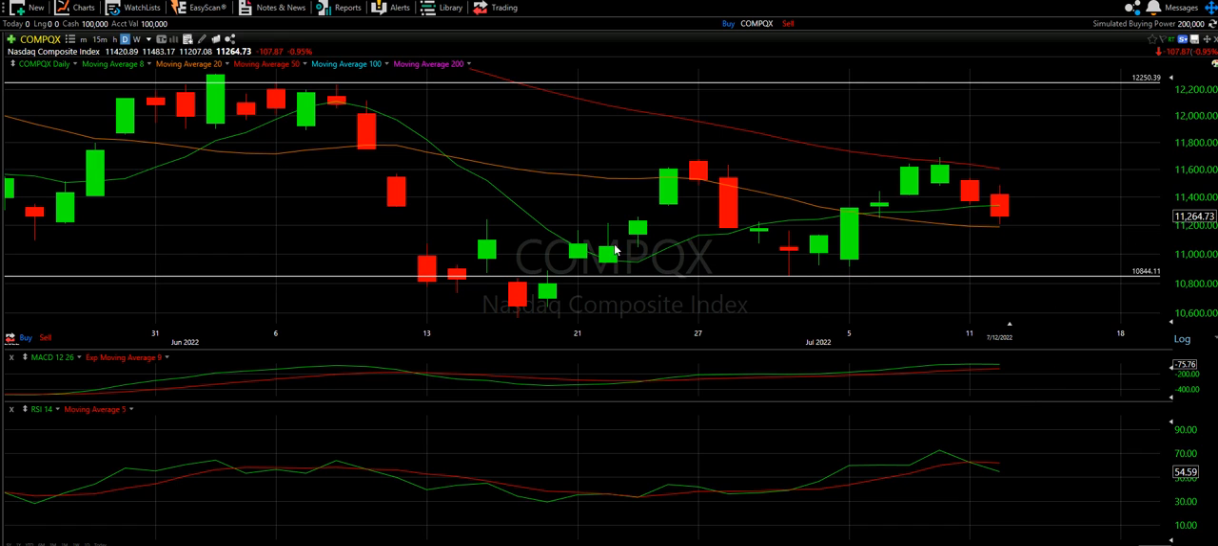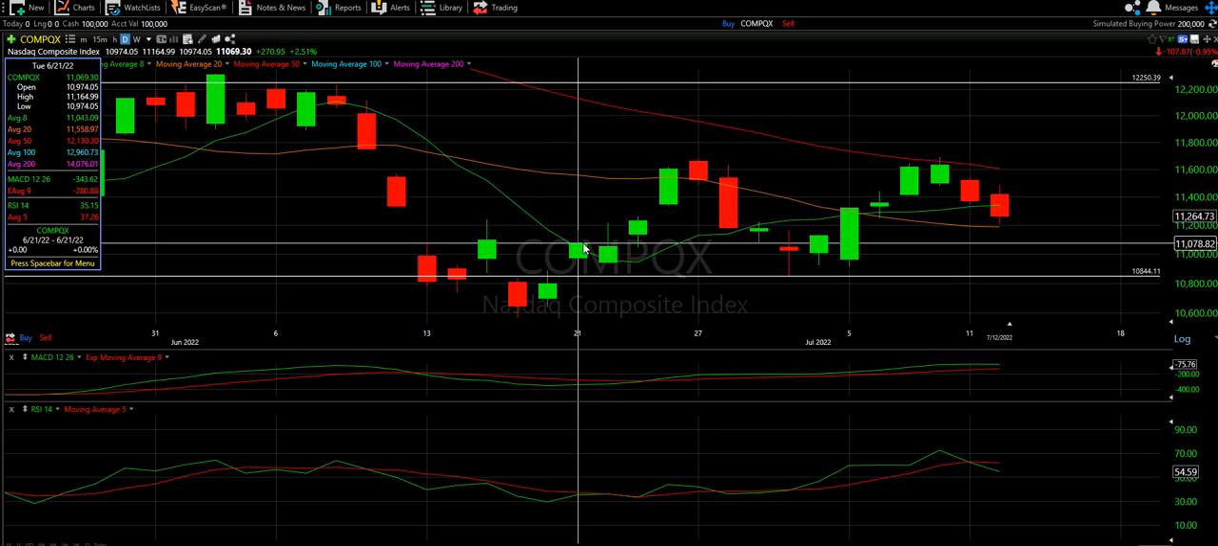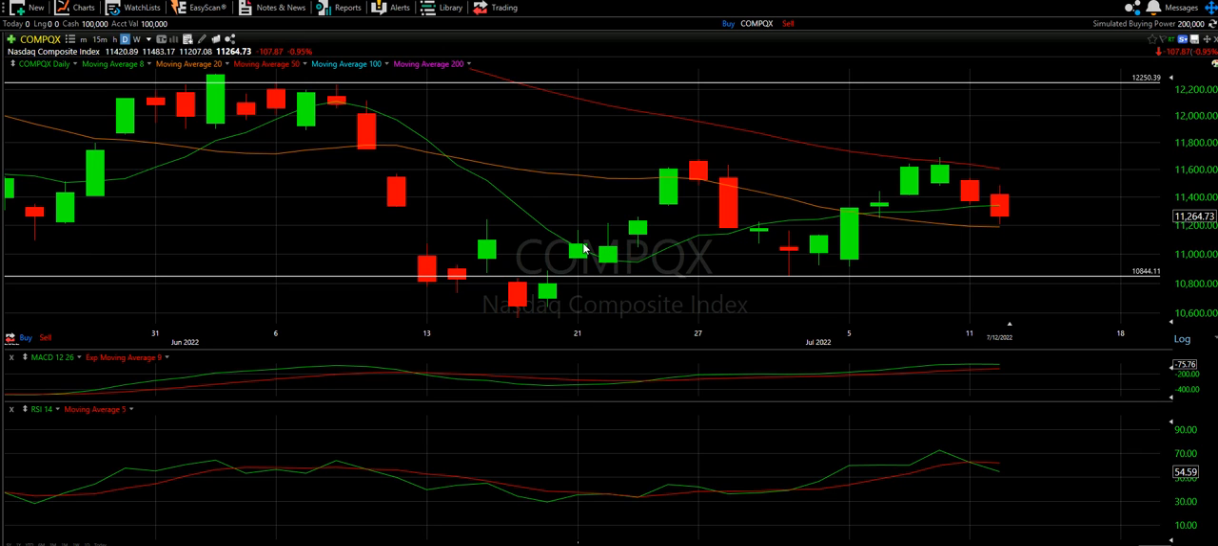So I could see, what is that, roughly 1100 saving us, maybe not an immediate 400-point drop down to the line. I could see 1100 stopping us, but again, I think it's more about the 20 moving average and that 1100 number I just showed. So, yeah, NASDAQ not looking great.